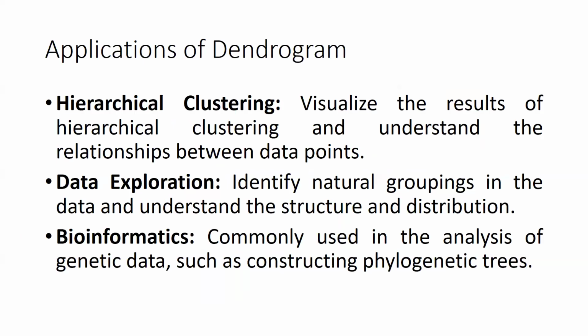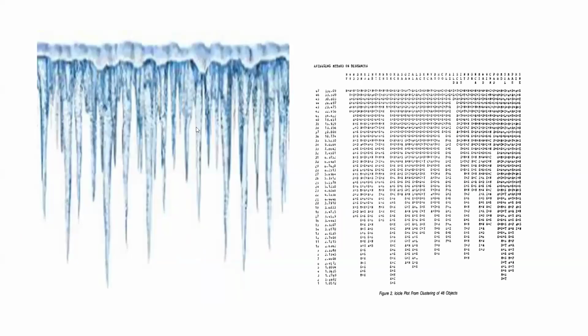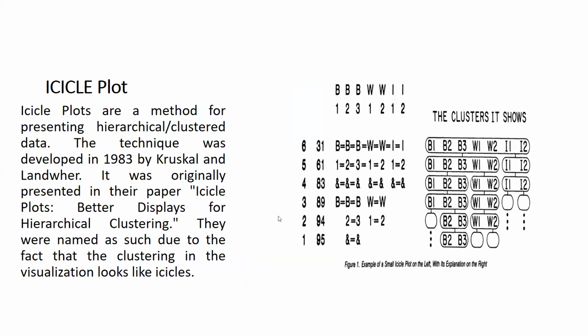So let's continue. You can see why the name is icicle: these look like ice formations with very sharp edges. This kind of ice you have seen on windows and on various other materials. So this is known as an icicle. And who first gave icicle plots? Icicle plots are a method for presenting hierarchical cluster data.